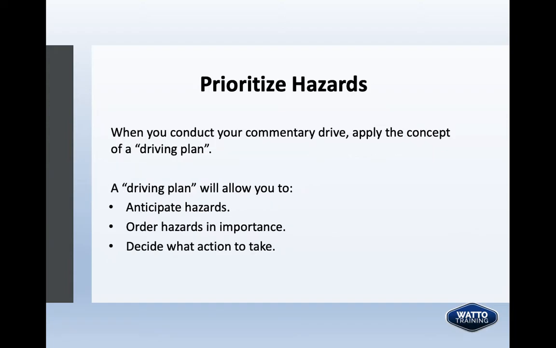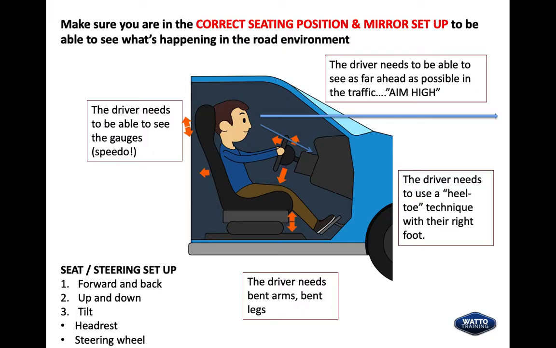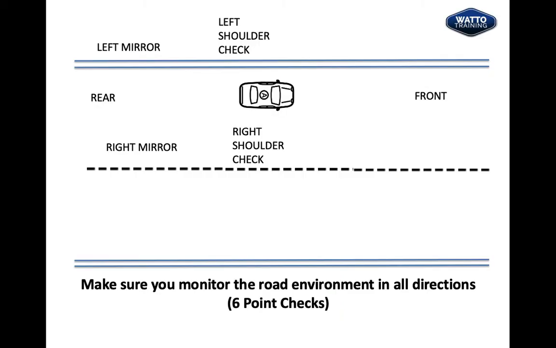When you conduct your commentary drive, apply the concept of a driving plan. A driving plan will allow you to anticipate hazards, order hazards in importance, and decide on what action to take. Make sure you are in the correct seating position and mirror setup to be able to see what's happening in the road environment. Make sure you monitor the road environment in all directions, commonly known as the 6-point checks: to the front, to the rear, to the left mirror, left shoulder, and right shoulder.